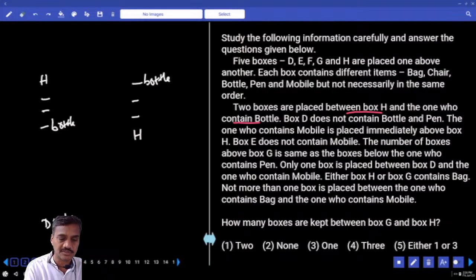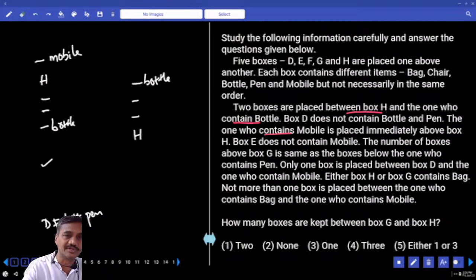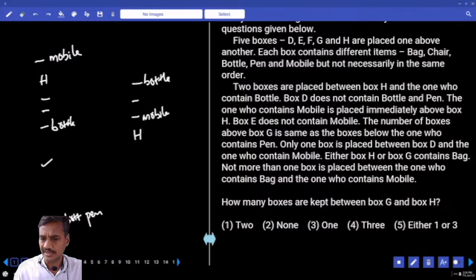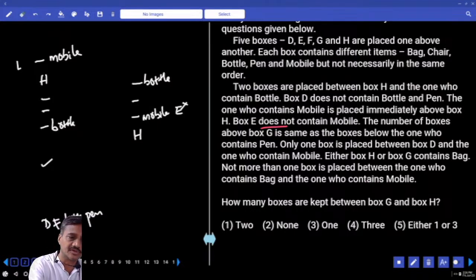D does not contain bottle and pen. Now this D, bottle and pen is ruled out. D cannot be bottle and pen. The one which contains mobile is placed immediately above H. Immediately above H, mobile. Now in this case, all the 5 are completed. Then 1, 2, 3, 4, 5 here. E does not contain mobile. E is not mobile, so E cannot be at this place.